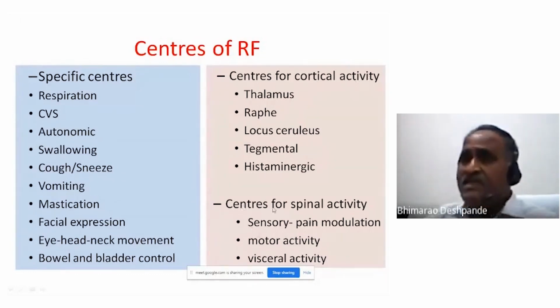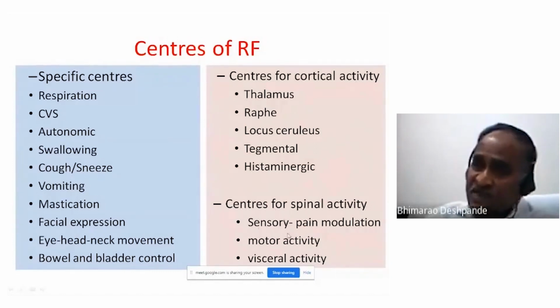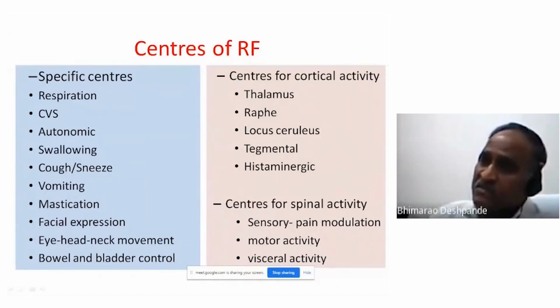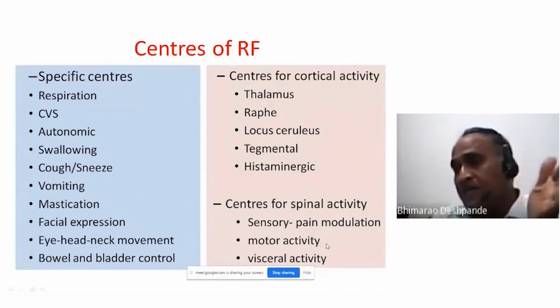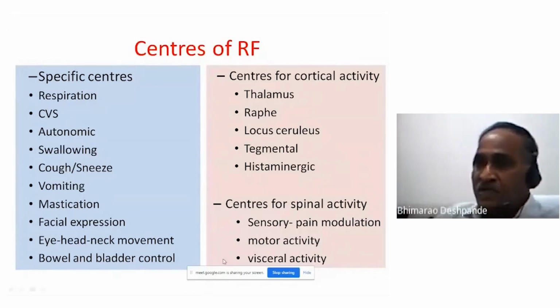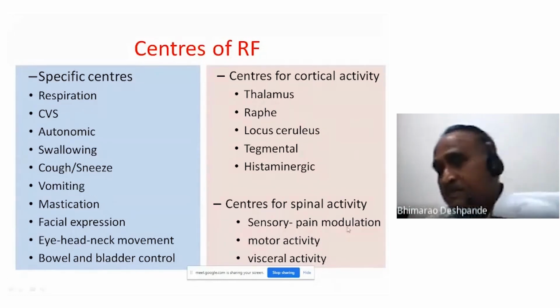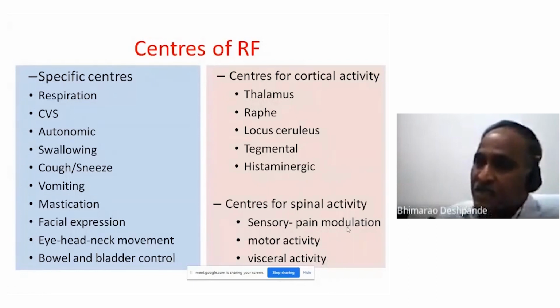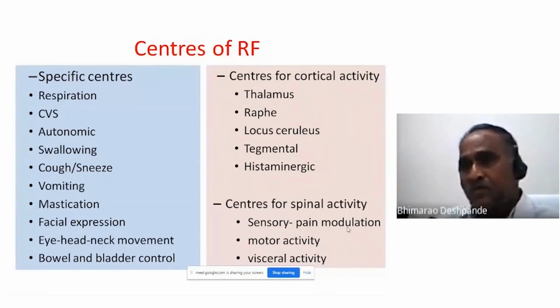Then we have centers that regulate the spinal activity. In the spinal activity, we have already seen the pain modulation. The pain modulation comes from the raphe nucleus descending projection and the locus coeruleus descending projection. That is one component. Then the motor activity: we have the facilitatory reticulospinal tract and the inhibitory reticulospinal tract. Then visceral activity, which means they govern the autonomic nervous system, the secretomotor fibers.